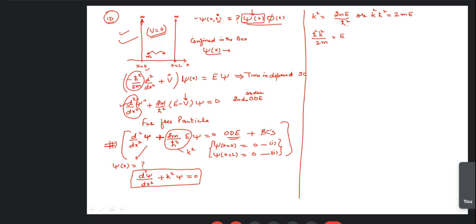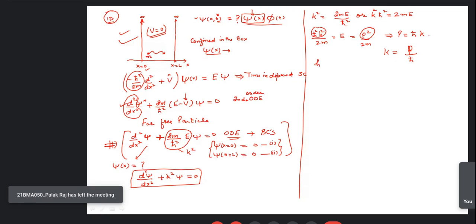Okay, total energy is what it is, kinetic energy here. So we can write it as, potential is 0, it is p square over 2m. And if I compare this with this, p is here h bar k. So then k, I can write it as p divided by h bar. What is h bar? h bar is h divided by 2 pi. So this is 2 pi p over h.